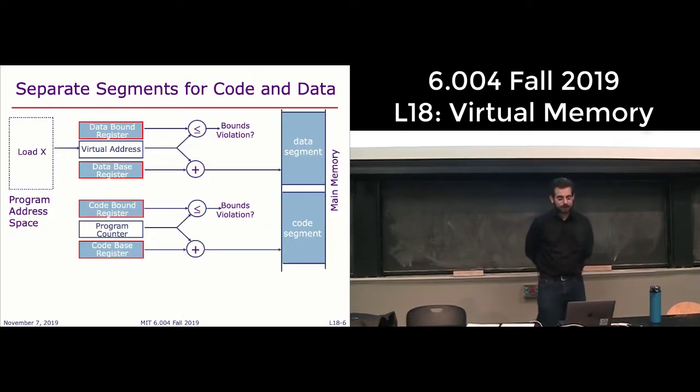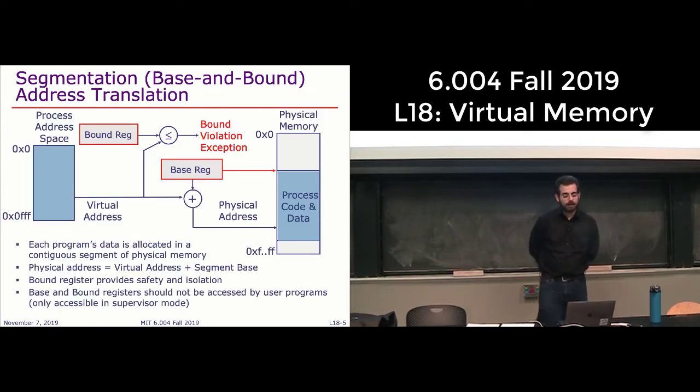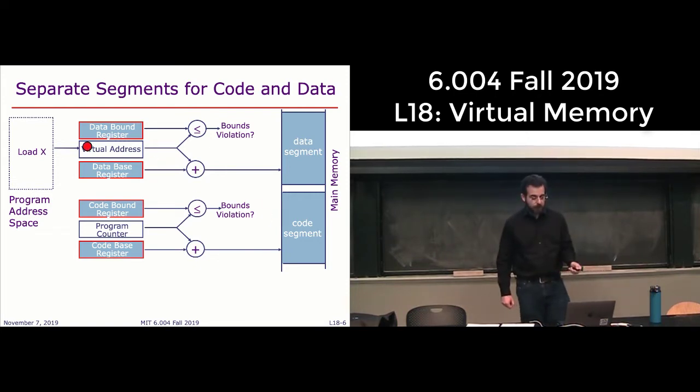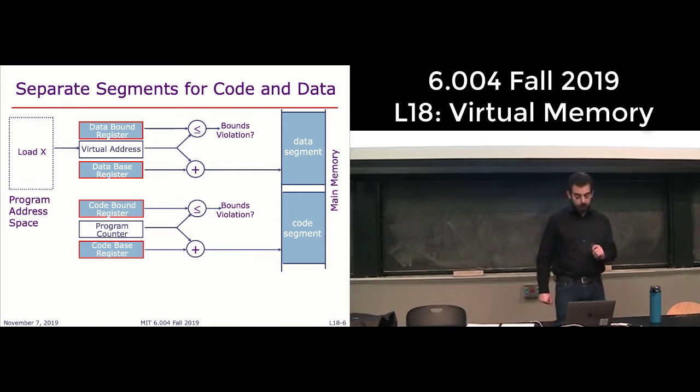All right, so let's see one simple variant of this segmentation technique. Here, I've shown a single segment for the whole program. But there are some benefits to having at least two segments. So here, I'm showing two different segments, one for data and one for code. What we're going to do is all the loads and stores are going to go through the data segment. So we're going to have two pairs of registers, the data base register and the data bound register, and then the code base register and the code bound register.